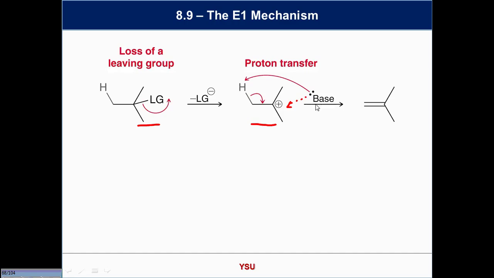Now, all of a sudden, for some reason that needs to be explained, this is behaving as a base now. It's changing its characteristic from a nucleophile to a base, and it's going after this beta hydrogen, eliminating again to give you the alkene. Which of those two steps is rate determining, the first step or the second step?